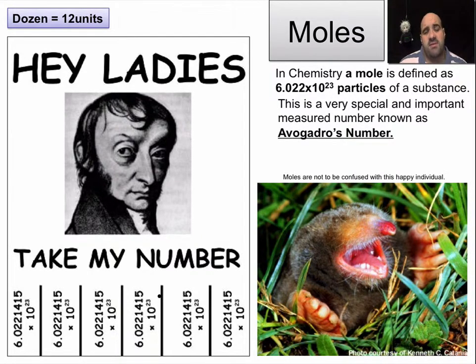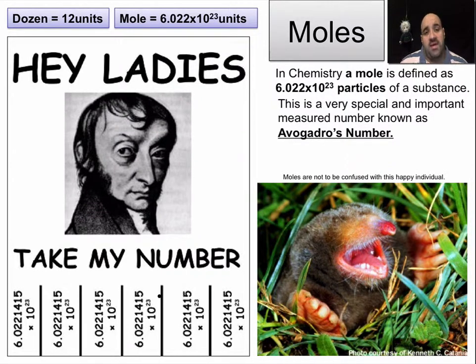Well, think about a dozen. If you had a dozen pencils, how many pencils would you have? You would have 12. If I assigned you a dozen detentions, how many detentions would you have? 12. If you had a dozen marshmallows, you would have 12 marshmallows. The word dozen means 12. Well, the word mole means a much, much bigger number. It just means 6.022 times 10 to the 23rd.